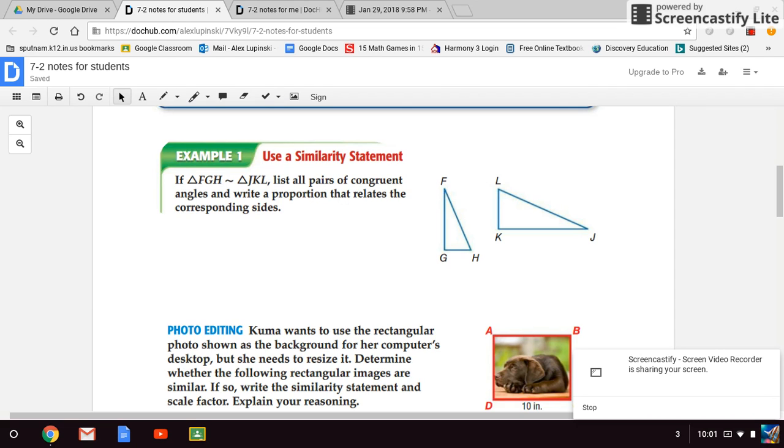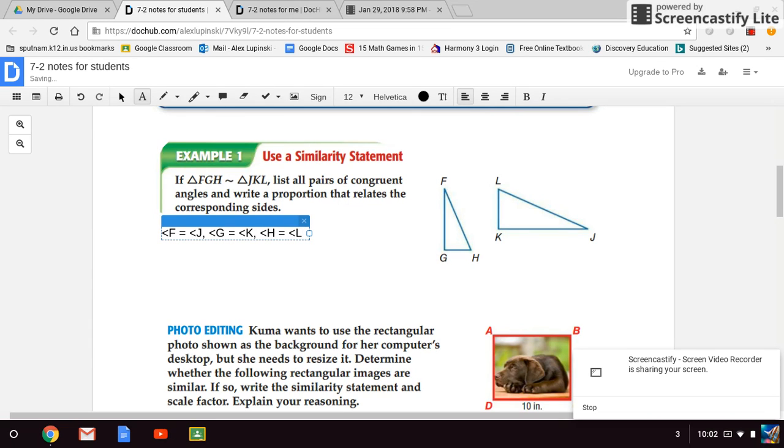List all pairs of congruent angles and write the proportions that relate the corresponding sides. So hopefully you can do the angles pretty easily. All you do, take each part. So we have angle F is congruent to, there's no congruent button on the computer, angle J. Angle G is congruent to angle K, and angle H is congruent to angle L.